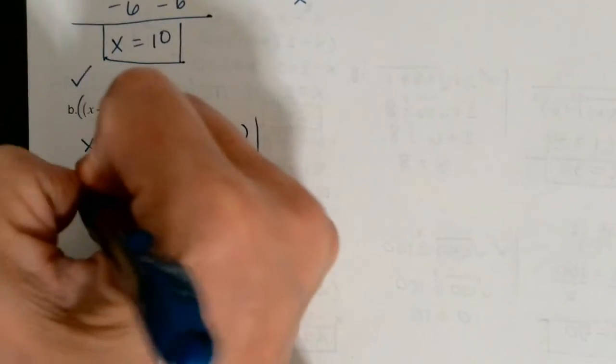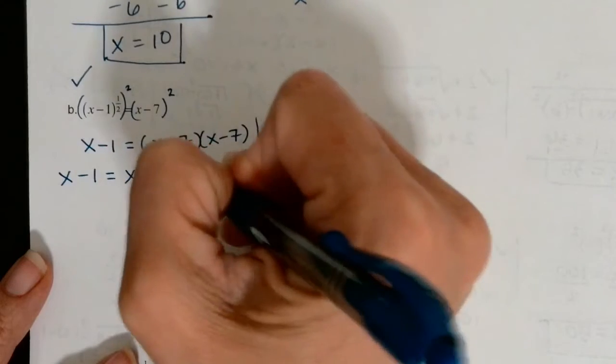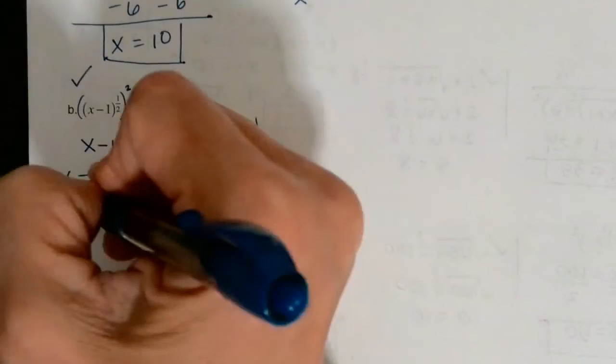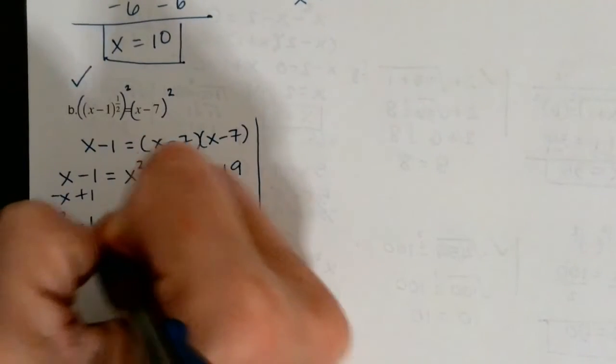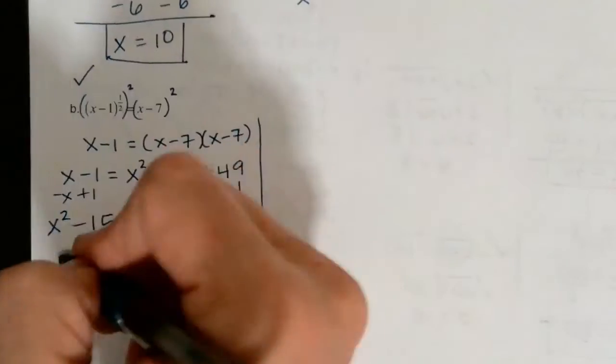Okay, so I get x minus 1 equals x squared minus 14x plus 49. It's quadratic, so get one side equal to 0. So I get x squared minus 15x, I'm rearranging it at the same time, equals 0. Then I'm going to t-chart that.